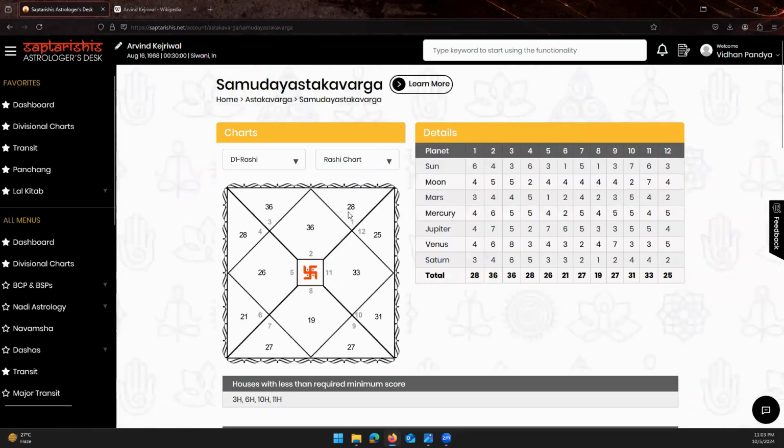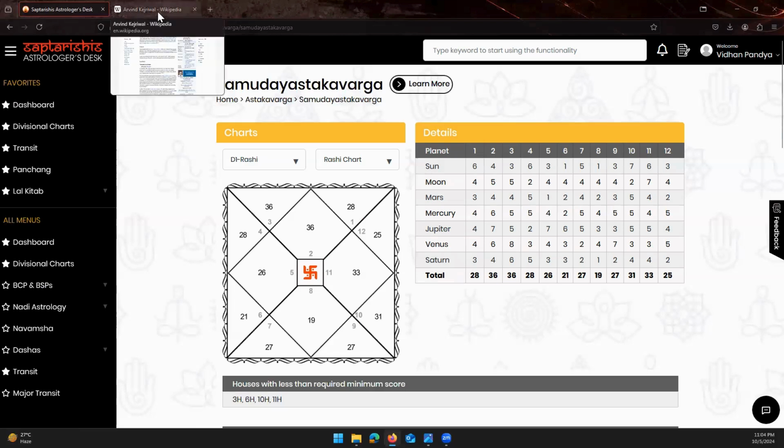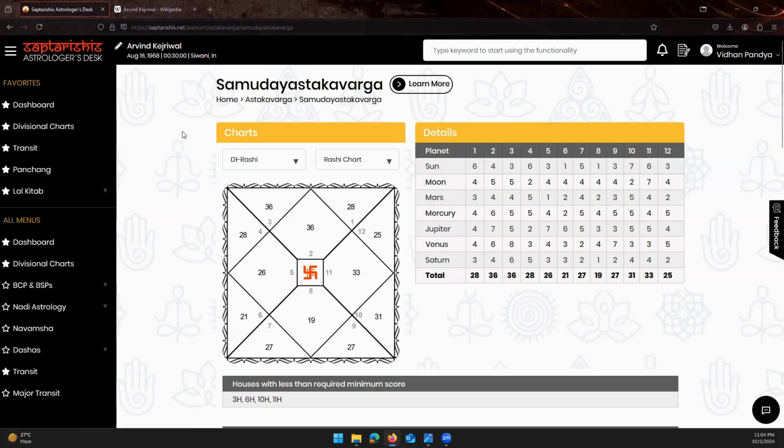So we have to see how many Sarvastakvarga Bindus are there in the 12th house. So the 12th house has 28 Sarvastakvarga Bindus, which means at the age of 28, both Mars and Saturn are getting activated. So that's why I was saying 28 must have been a tough year for him. I'm sure there is something he must have felt during those times. We don't have the details here on Wikipedia, but I have a feeling that he must have gone through some troubles during that time.